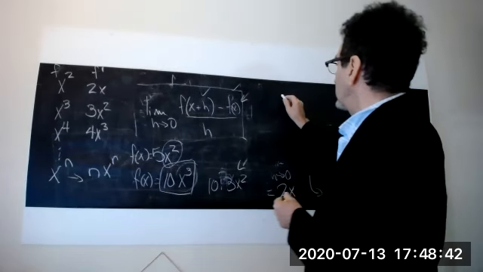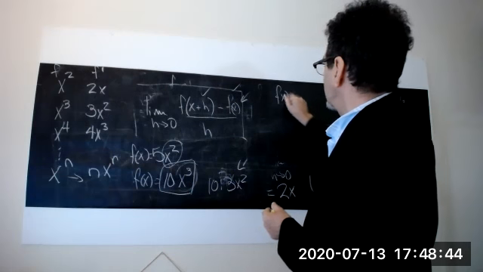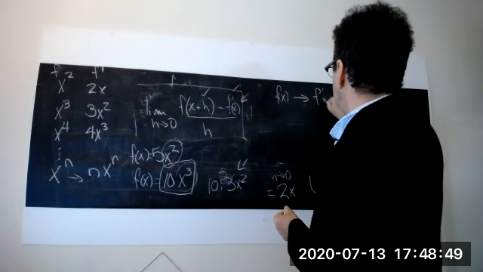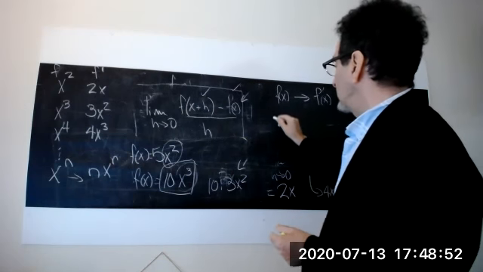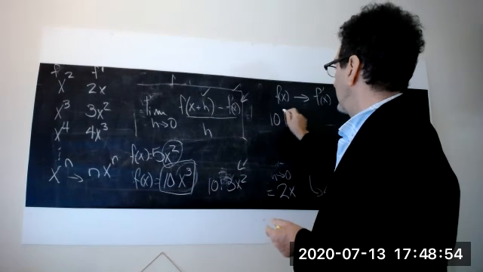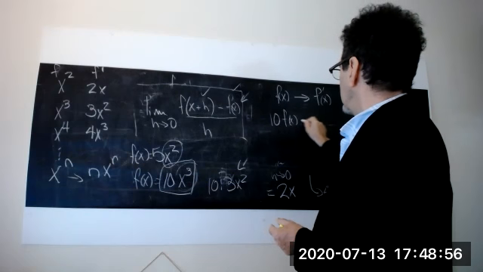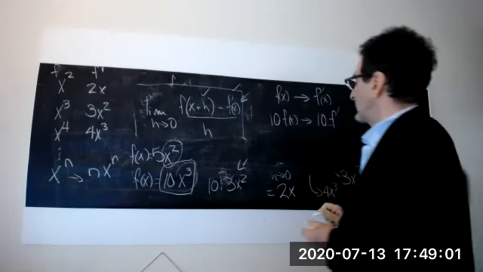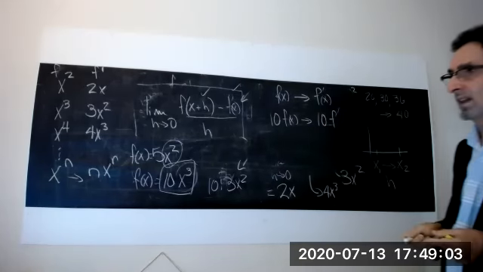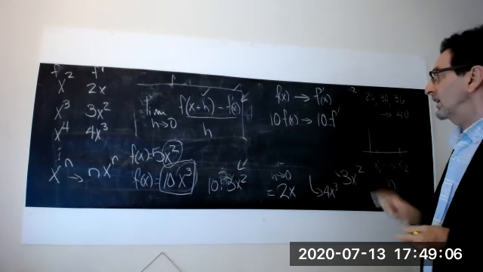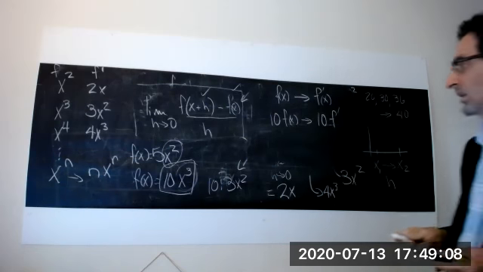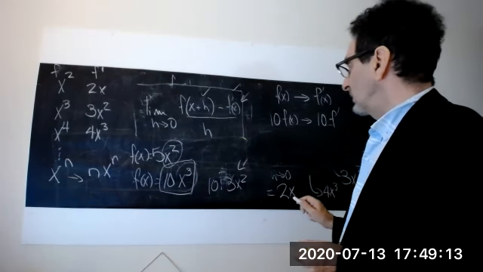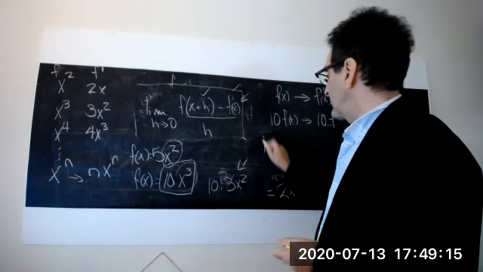If you know the derivative of f of x, so suppose the derivative of f of x is f prime, then if you want to know what the derivative of 10 f of x is, it's just going to be 10 f prime. So you can take the 10 out and then do just the derivative of f, and that will work.